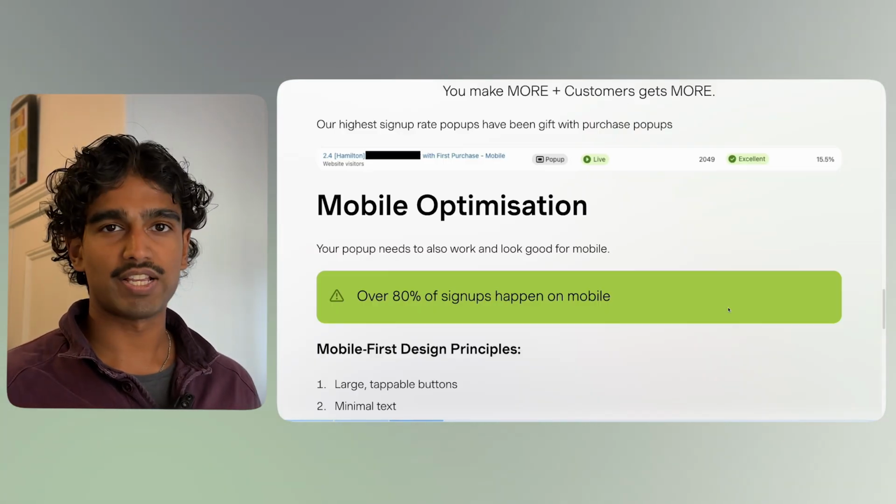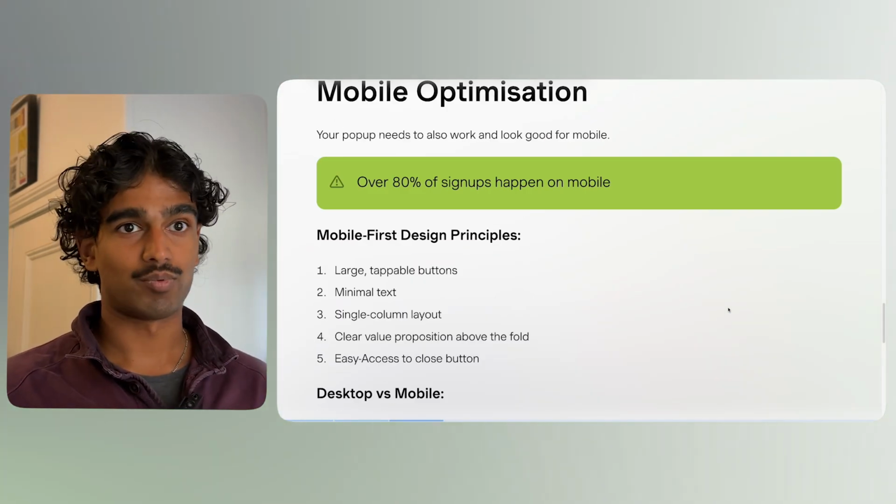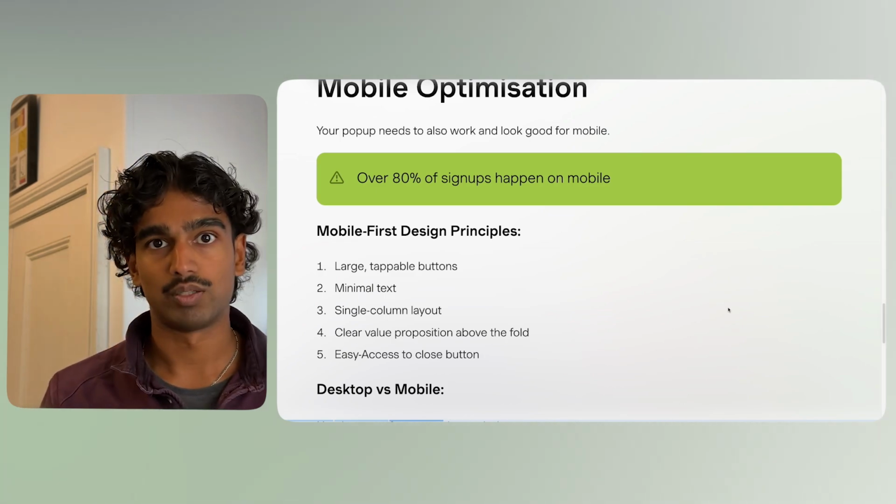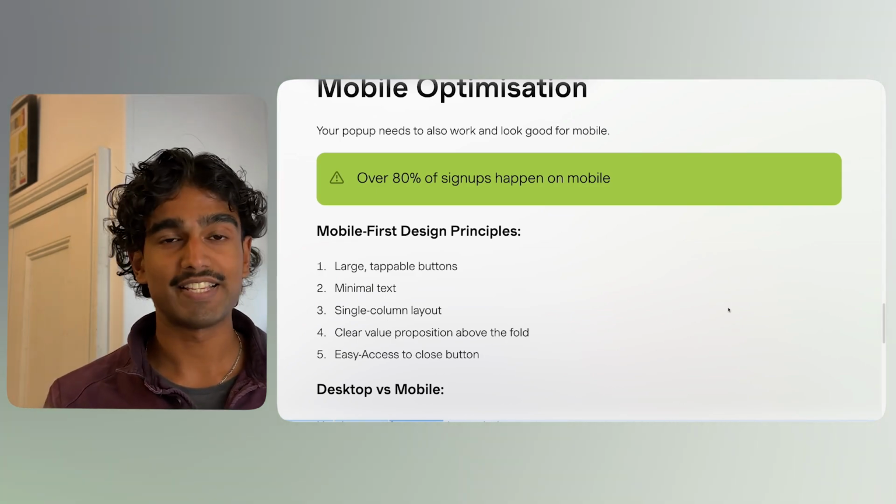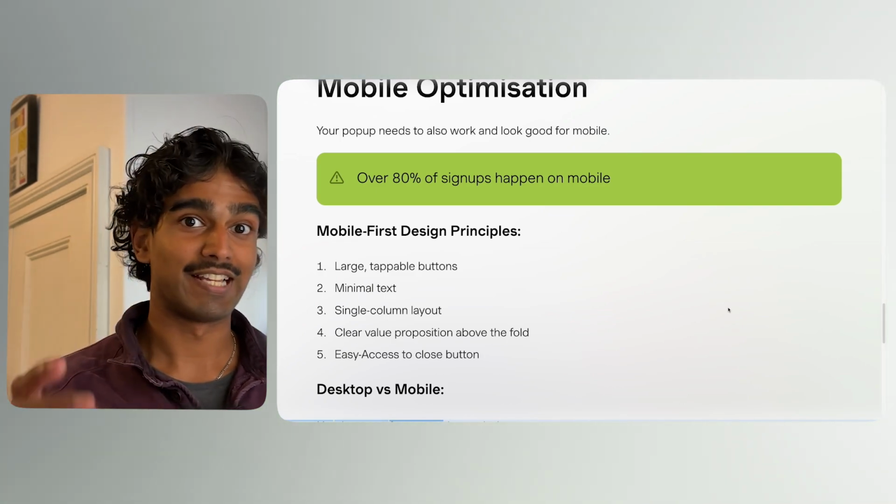So there's a few ways that we do that. Number one, we make large tappable, typeable buttons, and we make minimal text. We just want to focus on the offer and make it as easy as possible for the customer to see what they're going to get and sign up for it.